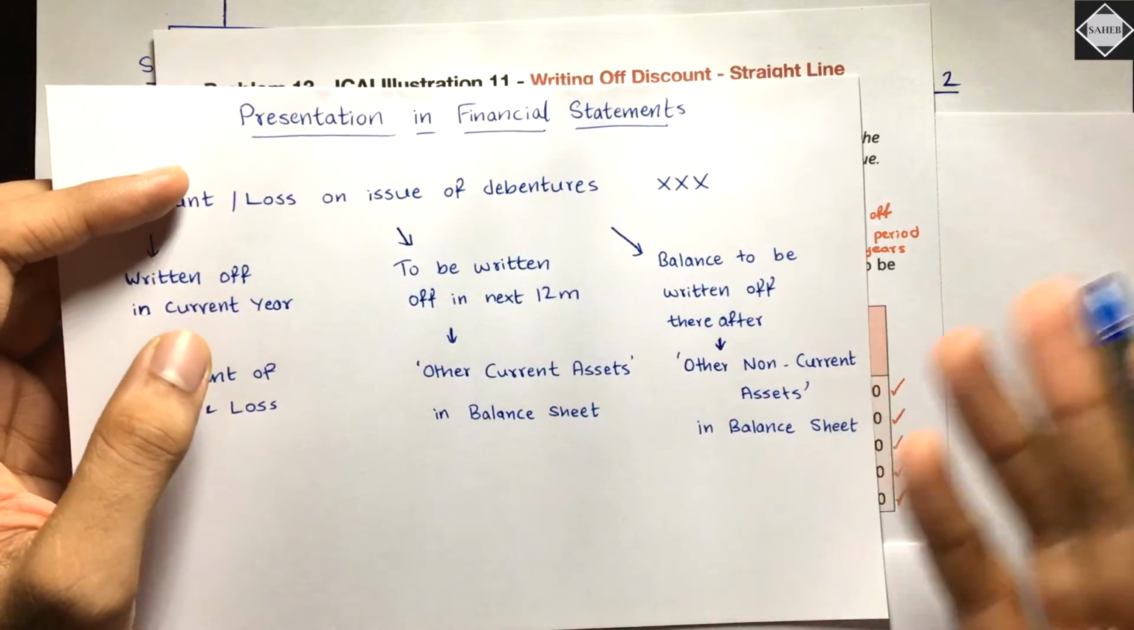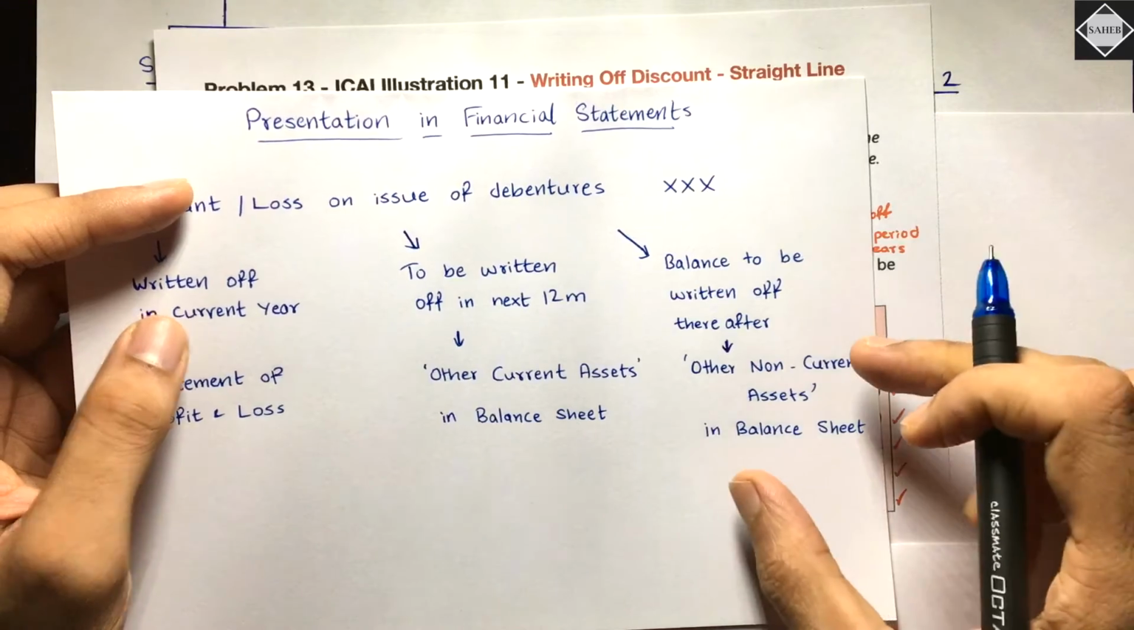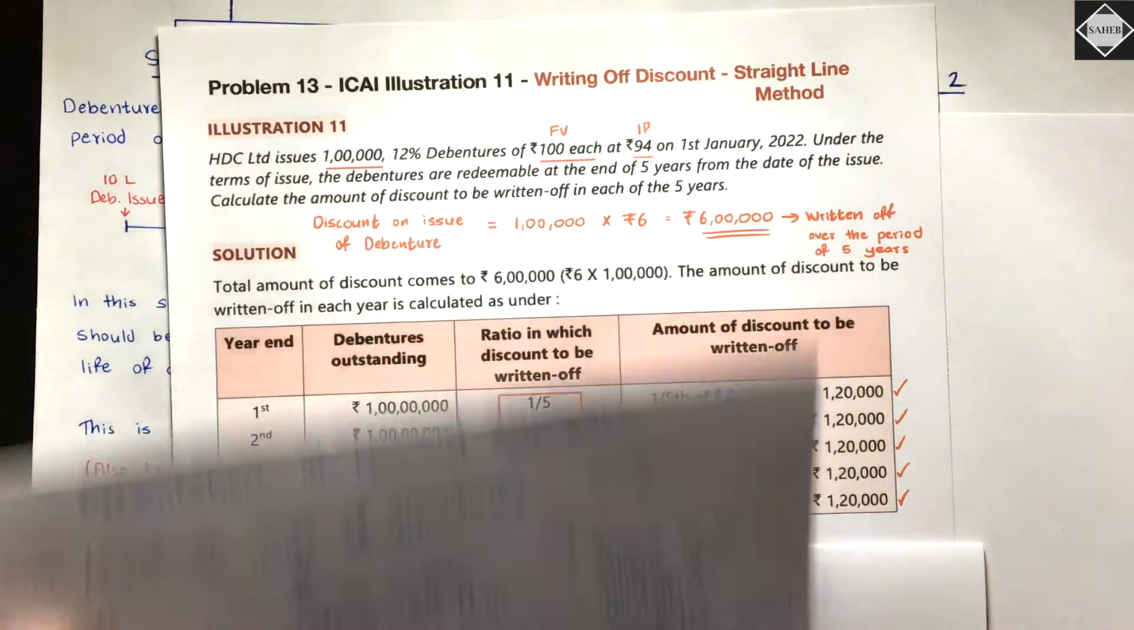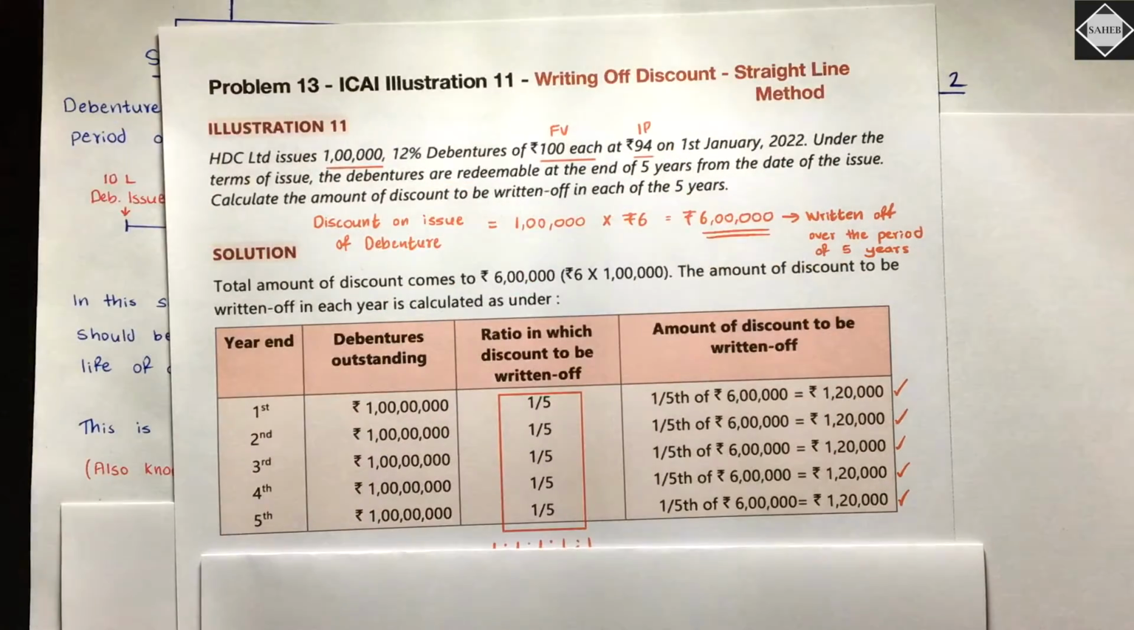Balance to be written off thereafter, this next 12 months. Is that clear? That 3,60,000 will be shown under where? Other non-current asset in the balance sheet. Is it clear? Simple and straightforward. This is the presentation that you have to do in financial statements regarding this. Is it clear? Yes, you understood this.